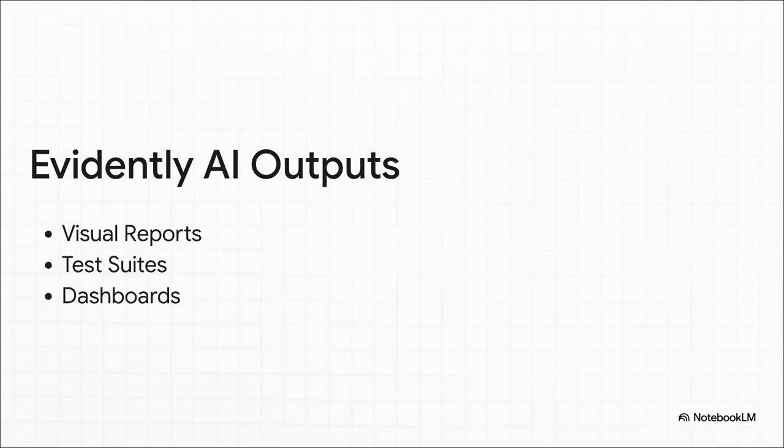When it runs these comparisons, Evidently spits out 3 incredibly useful things. First, visual reports for your engineers using statistical methods like the Kolmogorov-Smirnov test so you can literally see what changed side by side. Second, it creates these binary pass-fail test suites designed specifically to plug right into your automated pipelines. And third, you get monitoring dashboards so you can track these metrics continuously over time.